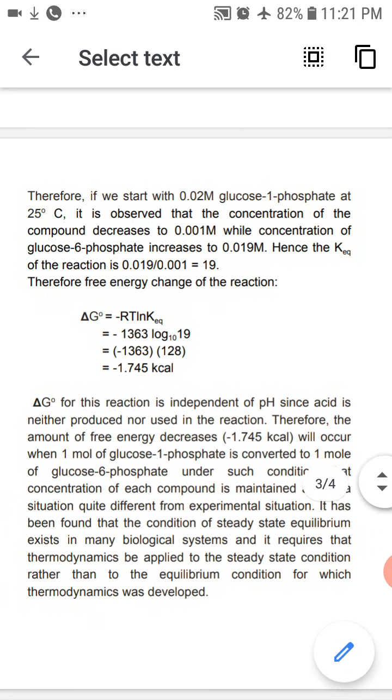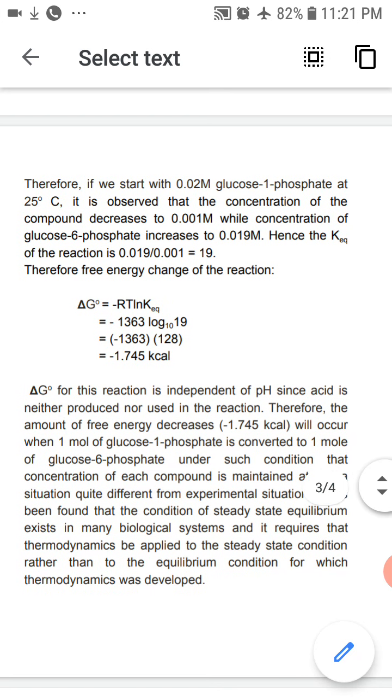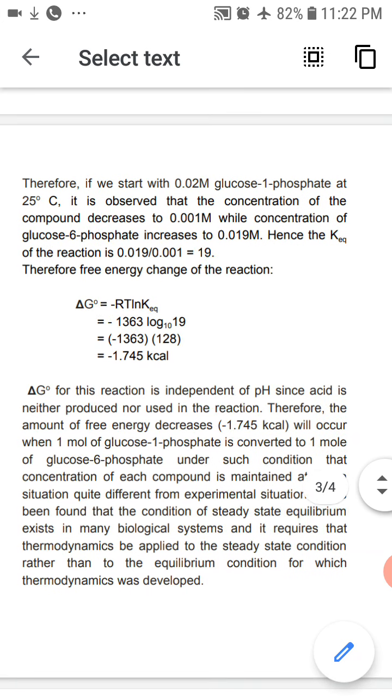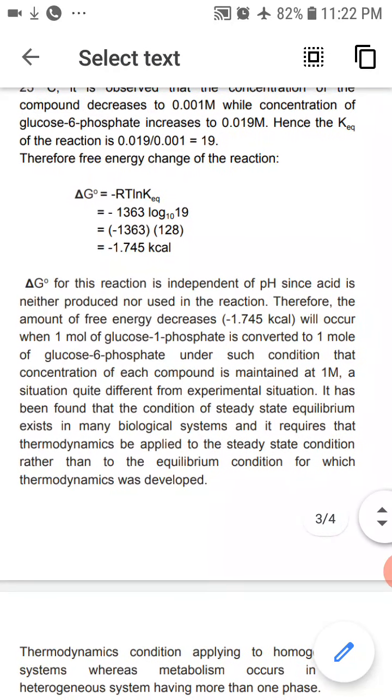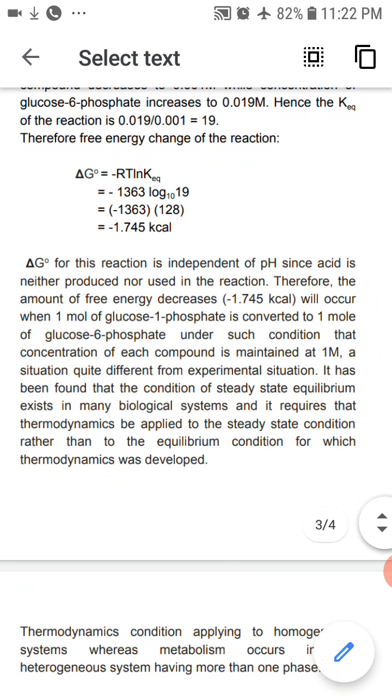Therefore the amount of free energy decreases, and this value of minus 1.75 kilocalorie will occur when 1 mole of glucose 1-phosphate is converted into 1 mole of glucose 6-phosphate, under such condition that concentration of each component is maintained at 1 molar, and this is quite different from the experimental situation.